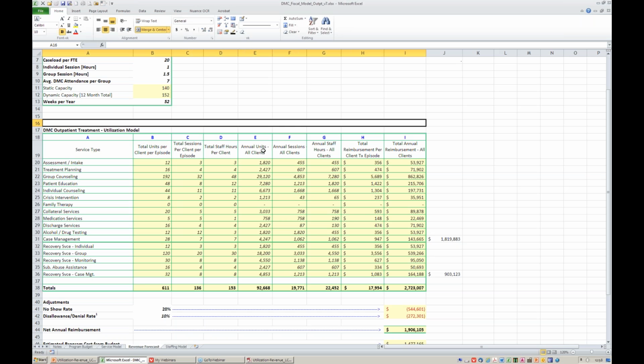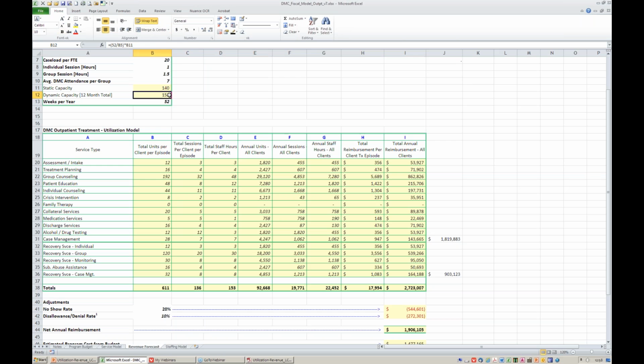We then look at this on an annual basis. So for all clients, basically we're just multiplying here by your 12-month total caseload, the units here. Same thing for annual sessions, annual staff hours, and the staff hours are what we're particularly interested in. So we got 22,452 staff hours to do all this work.